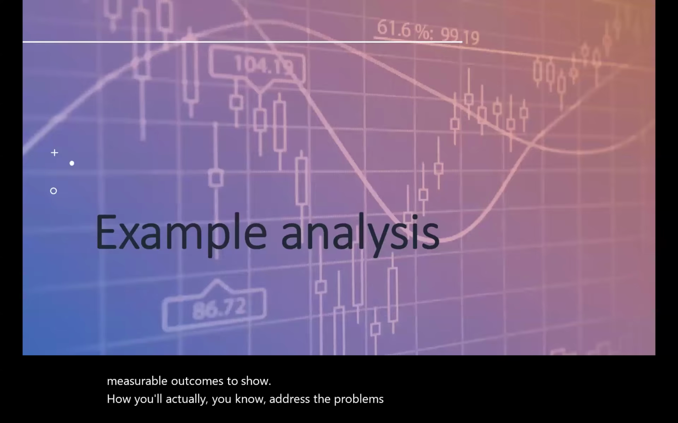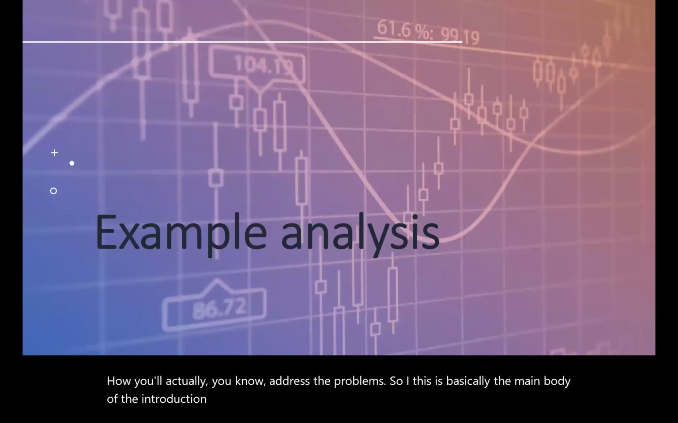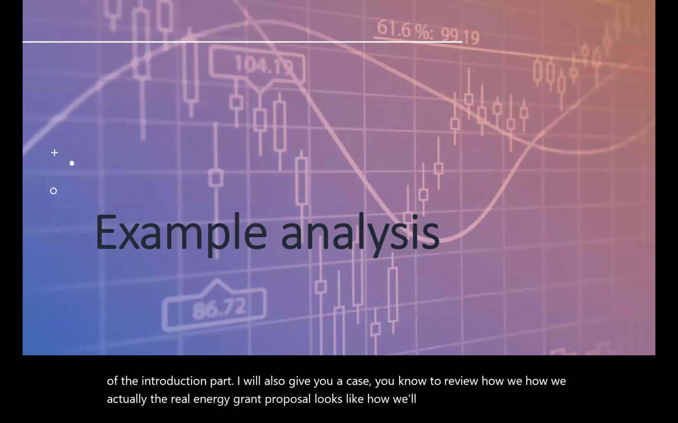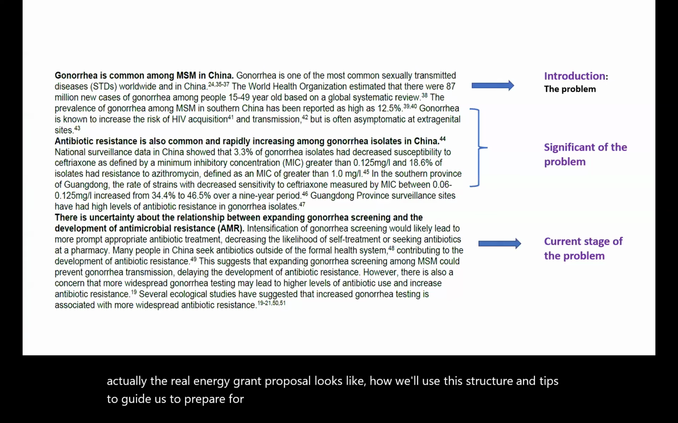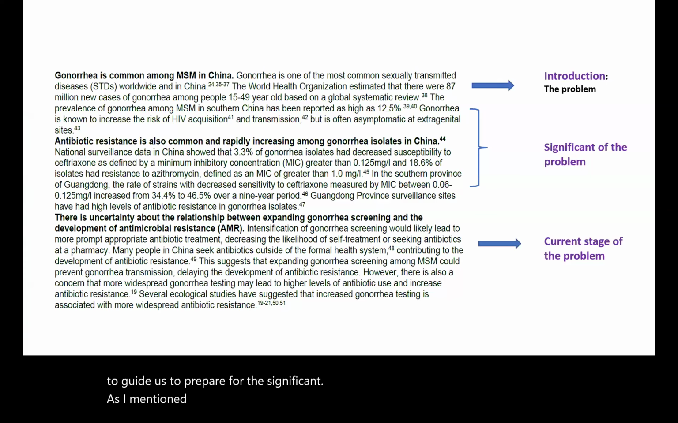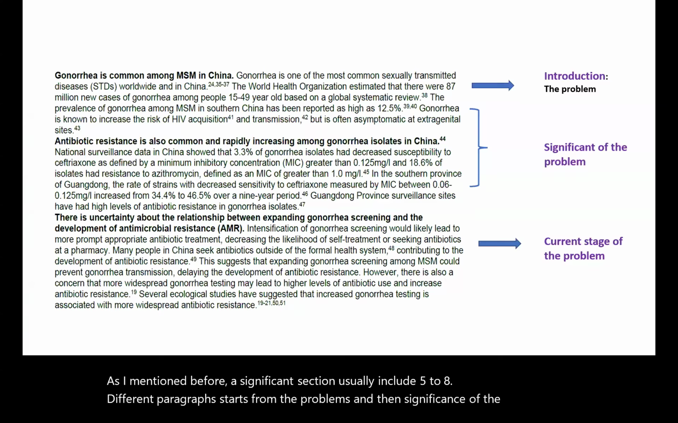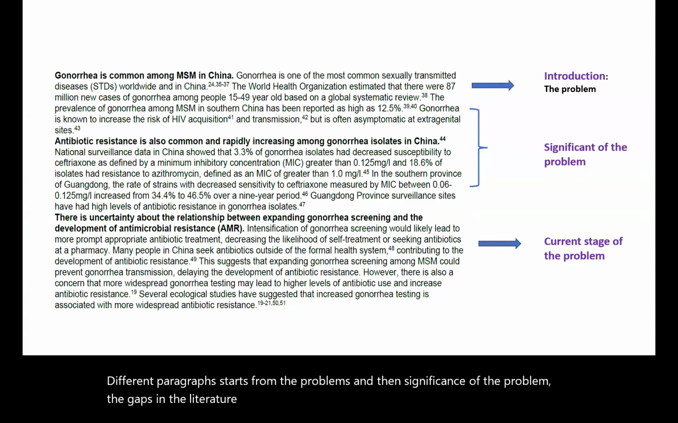So this is basically the main body of the introduction part. I will also give you a case, to review what a real NIH grant proposal looks like, and how we use this structure and tips to guide us to prepare the significance section. As I mentioned before, the significance section usually includes 5 to 8 different paragraphs, starting from the problem and then the significance of the problem, the gaps in the literature, and how you propose the research.